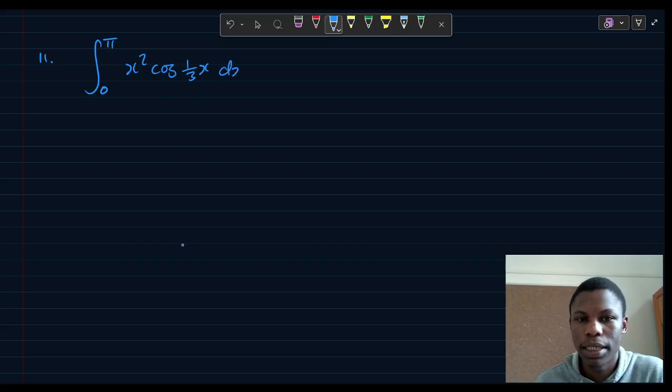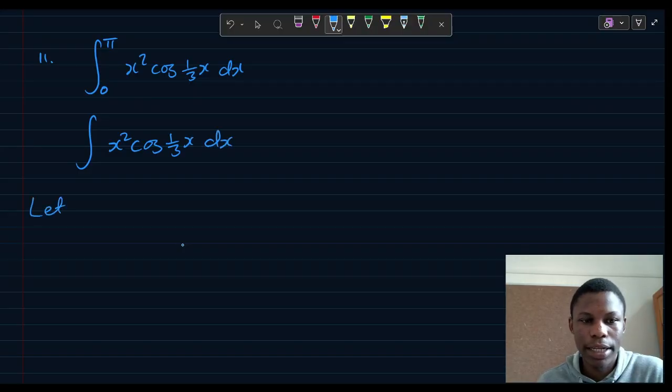Number 11. Find the exact value of the integral from 0 to pi of x squared cos a third x with respect to x, 6 marks. Okay, so here we have to integrate by parts, and I'm going to ignore the limits for now and just focus on integrating this.